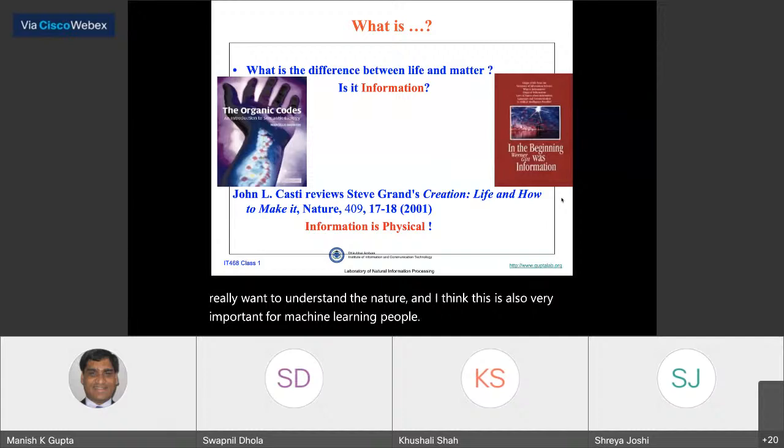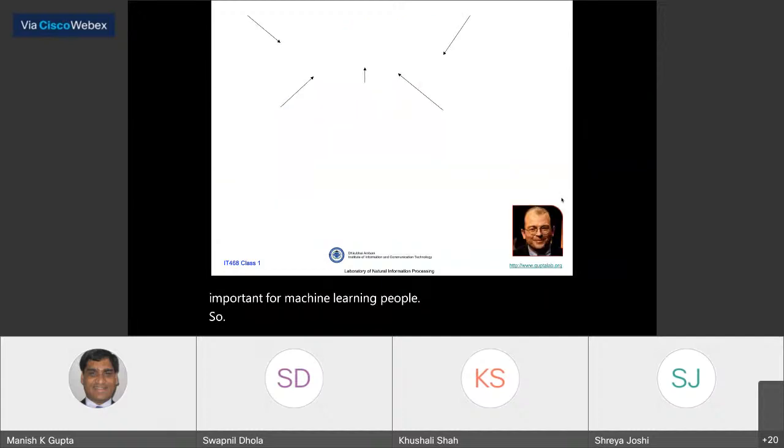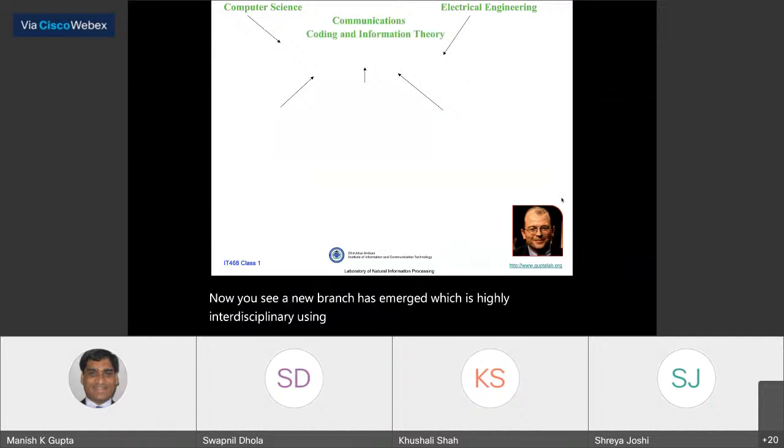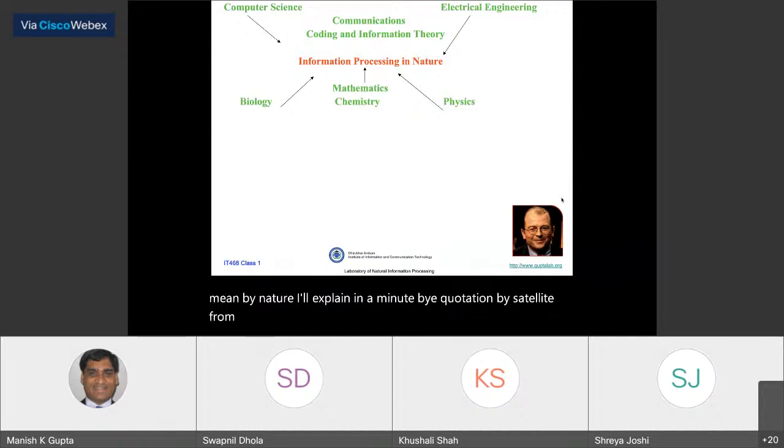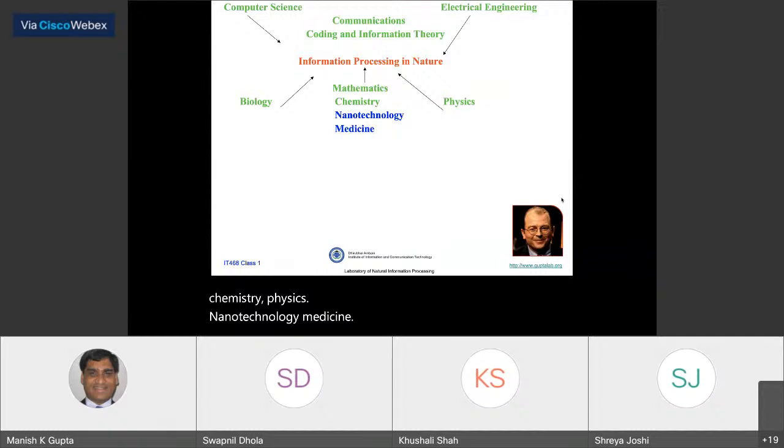Now you see a new branch has emerged, which is highly interdisciplinary, using computer science, communication, electrical engineering, coding, and information theory, right? This is known as information processing in nature. You want to understand information processing in nature. When I say nature, I'll explain what I mean in a minute with a quotation by Seth Lloyd from MIT. You see that it requires mathematics, biology, chemistry, physics, nanotechnology, medicine. It's highly interesting. It's a gold mine for science, technology, and business.